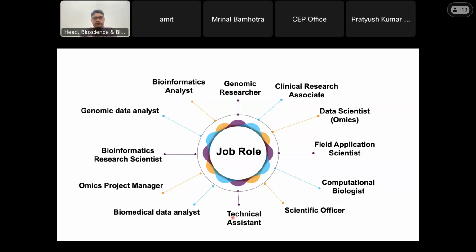These are different job roles that one can take after going through this program. One can become a bioinformatics analyst, genomic researcher, clinical research associate, data scientist in the omics domain, computational biologist, scientific officer, biomedical data analyst, or omics project manager. You will have the skills to manage different kinds of omics projects. You can see that there is a vast scope and a lot of opportunities after completing this program.